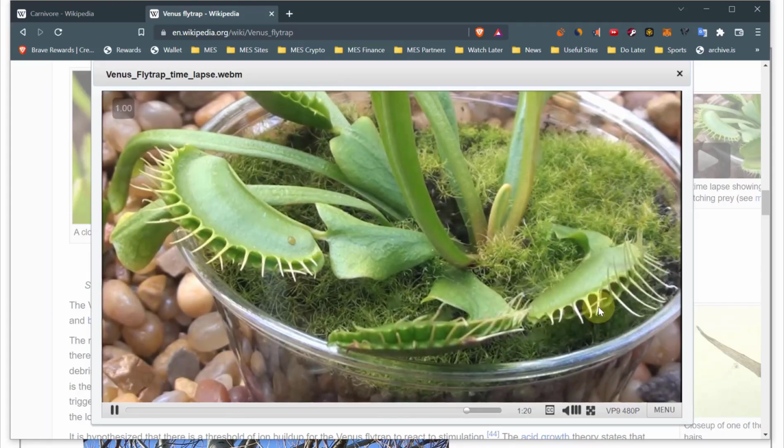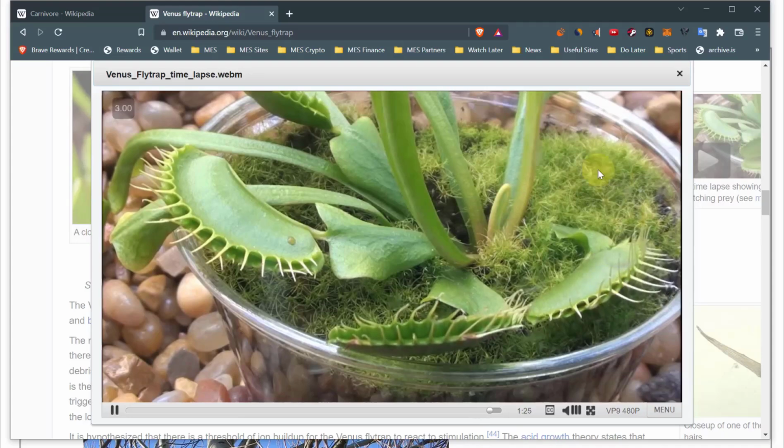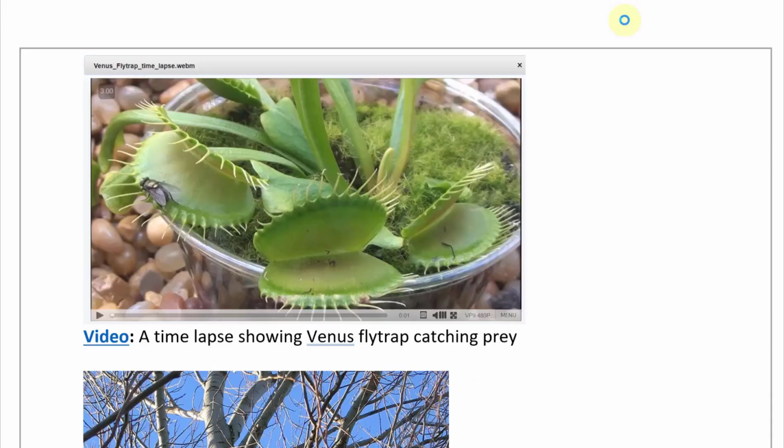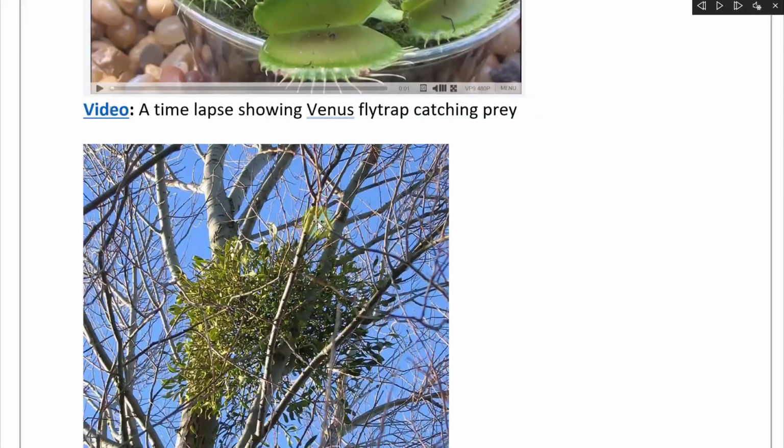And bam. And it just gets squished. That's pretty remarkable stuff. So yes, that's very fascinating. Anyways, let's go back over here. All right. So that is the Venus flytrap doing its thing there.